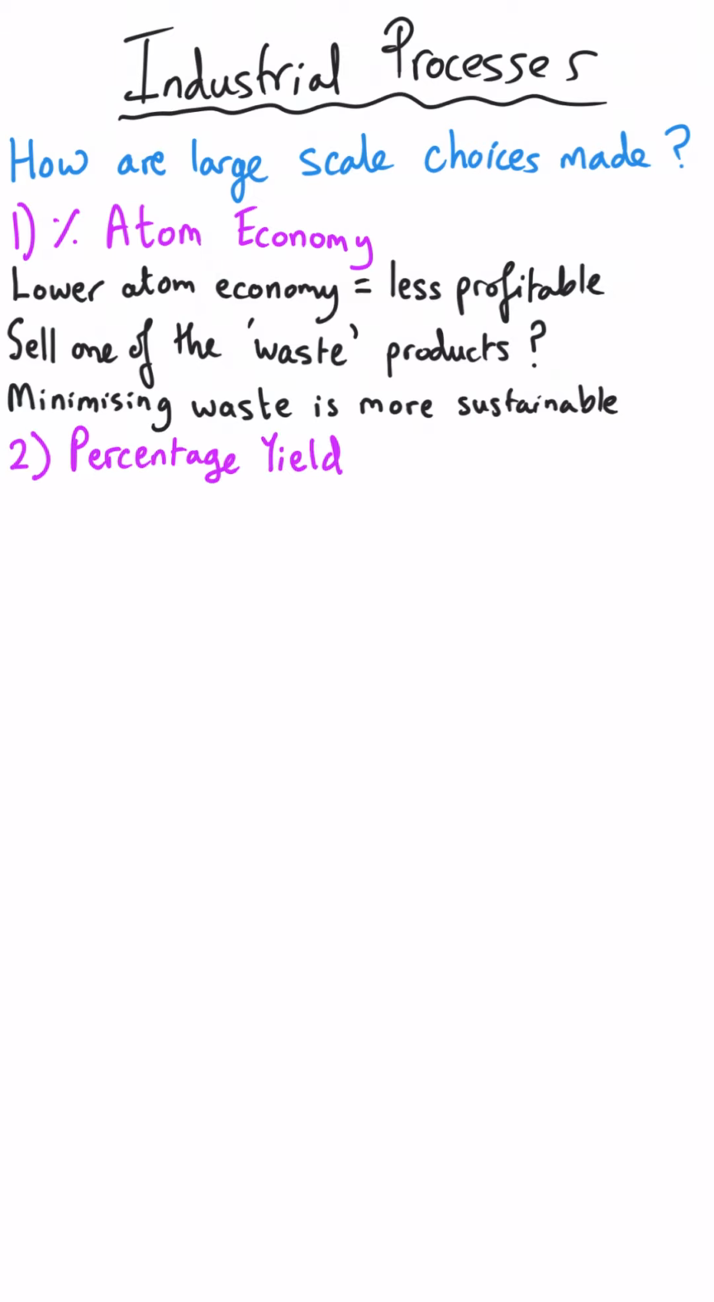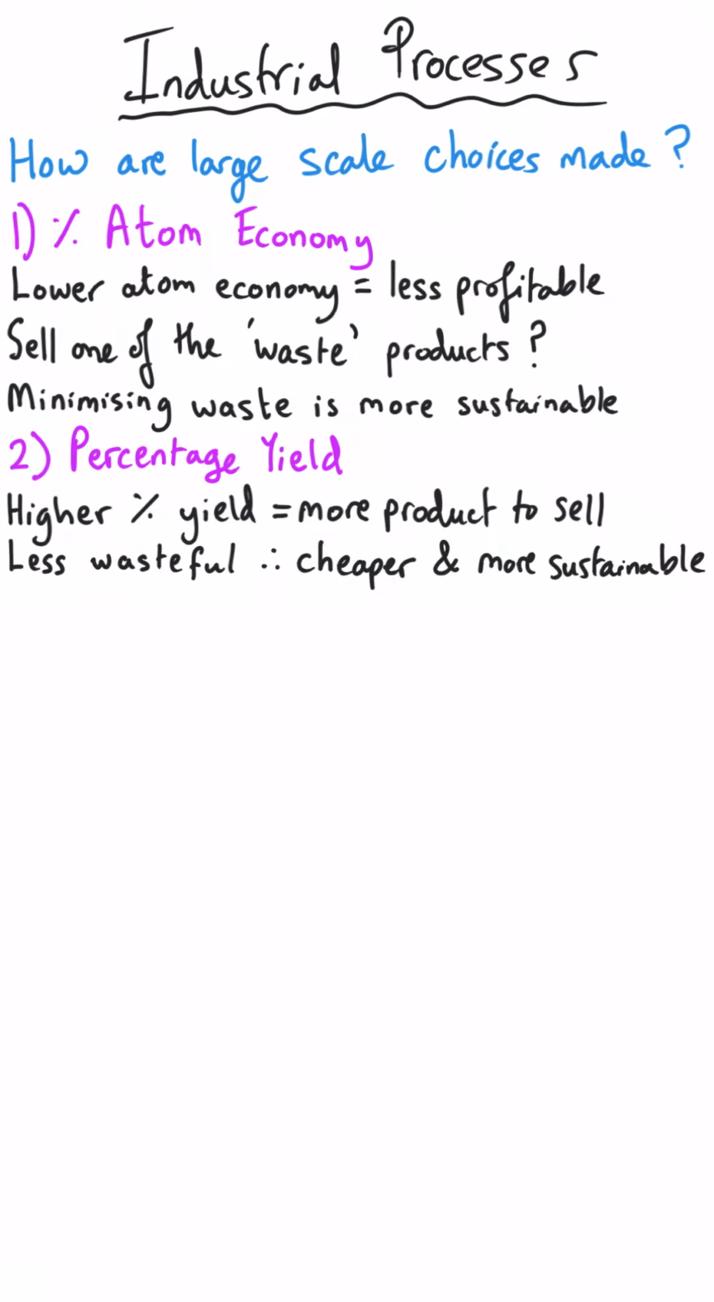Another consideration is the percentage yield that we've just looked at previously. Ideally, we want to have a very high percentage yield because again, that means less of the reactants are wasted, and so again, the process is likely to be cheaper and our profits are going to be higher and more sustainable as well, because again, less of our raw materials are being used, and so this is depleting our resources at a slower rate.